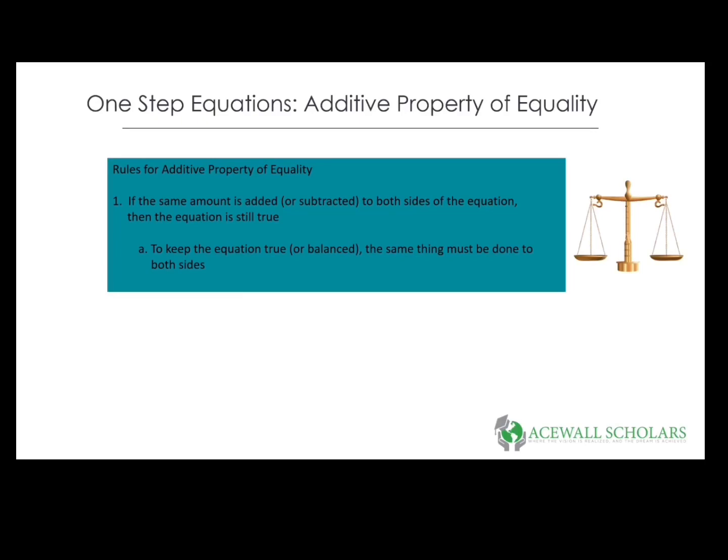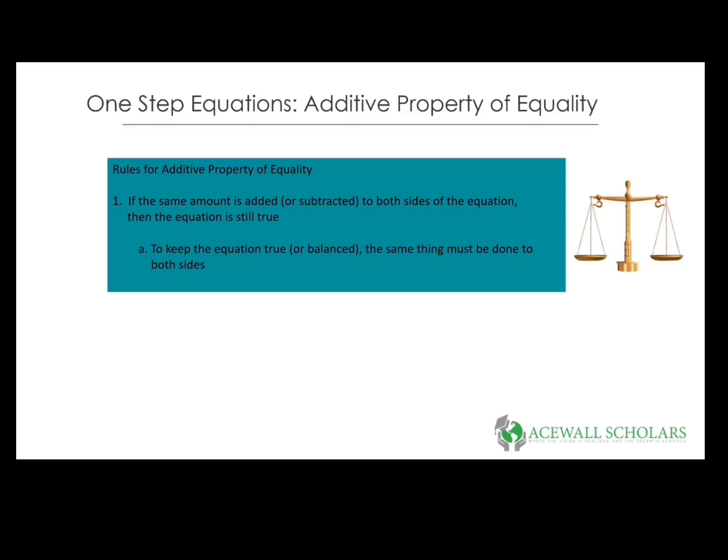Well, the rules for additive property of equality are as follows. If the same amount is added or subtracted to both sides of the equation, then the equation is still true. So, to keep the equation true or balanced, the same thing must be done to both sides. So, what does this mean? Well, when we are trying to solve an equation, we want to isolate the variable. That means get the variable by itself. In order to do that, what's on one side of the equation with the variable needs to be moved to the other side. And so, we use the additive property of equality to do that.